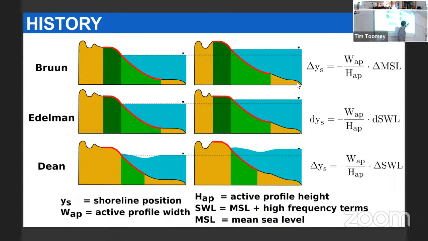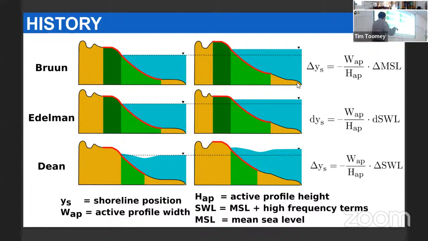So the idea is the same. We have a proportionality between changes in the shoreline and changes in the sea level, depending on the ratio between the width of this active profile and the height of this active profile. But for Bruun, since the whole profile lifts, the ratio was not changing. But for Edelman, since the emergent part of the beach was not lifting, but the bottom part was, it starts to get smaller. So when this event advances, this erosion becomes more pronounced. It means that the same change in water level affects more when this profile is small.